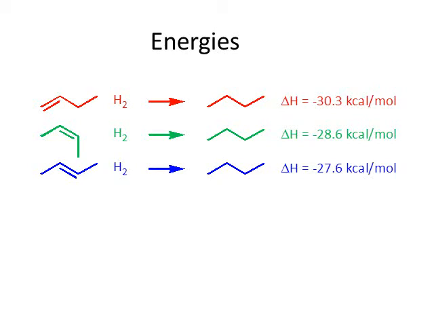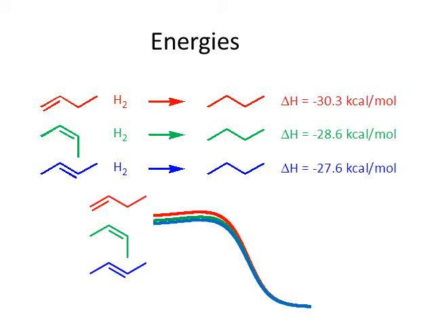But if you end at the same place, and you go down differing amounts, you must have started at 3 different energies. Essentially, we've got 3 different slopes that all end at the same place, but we know how far down it is to get from the starting material, in each case, to the product.